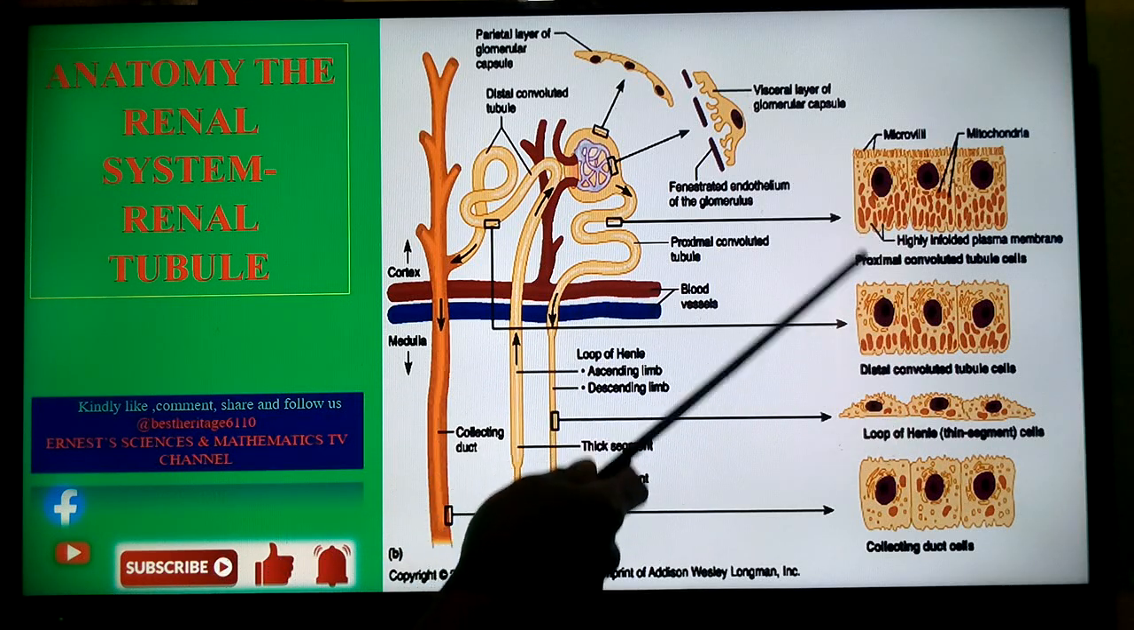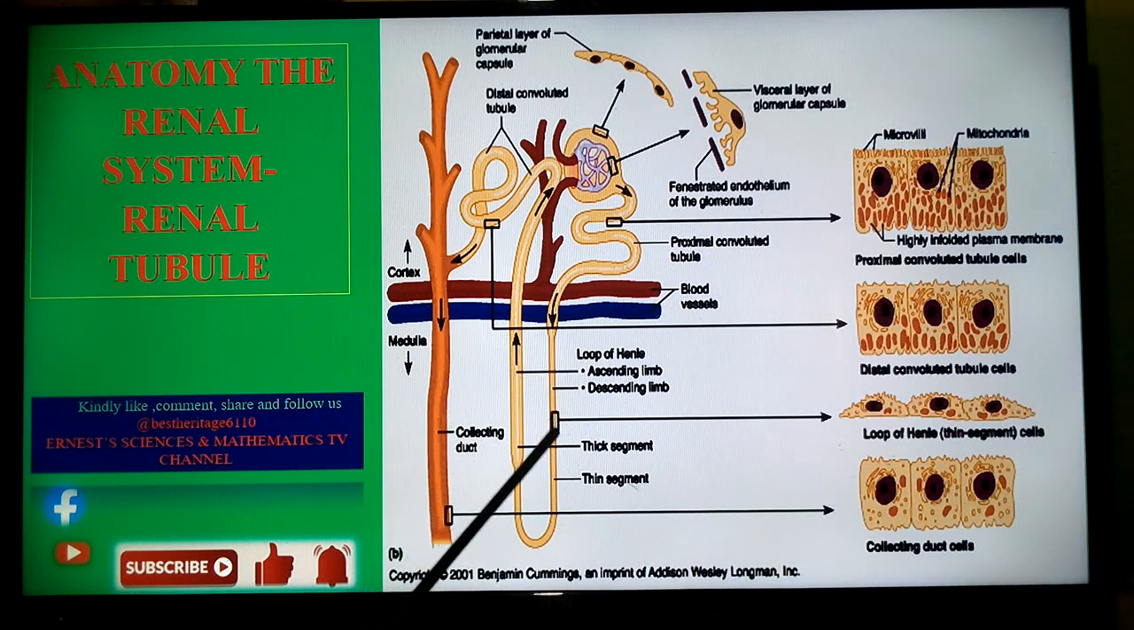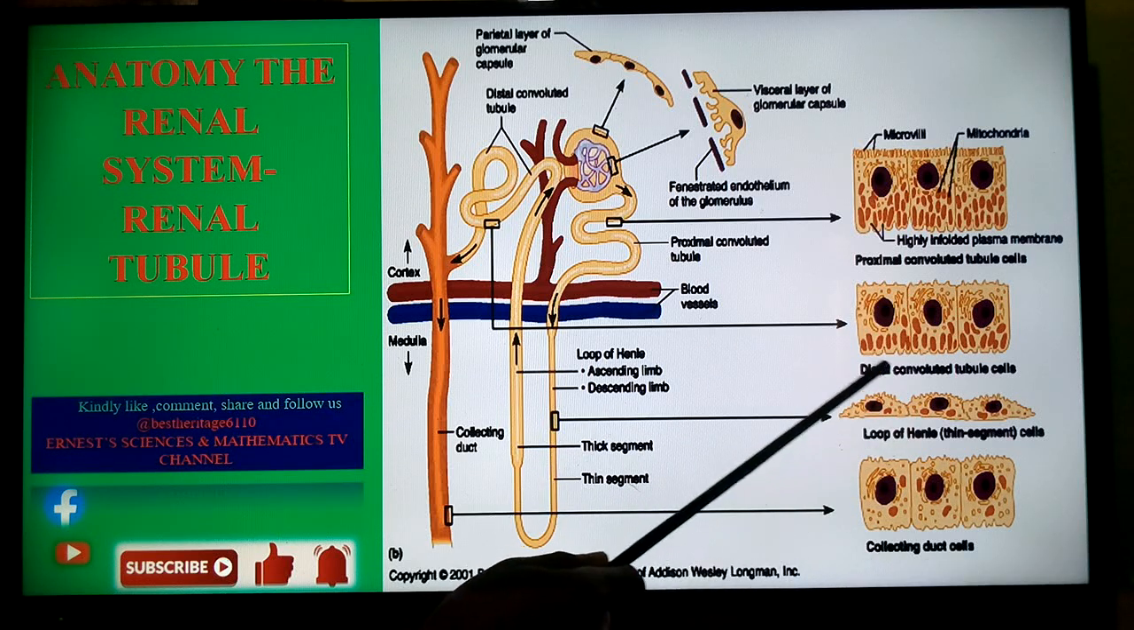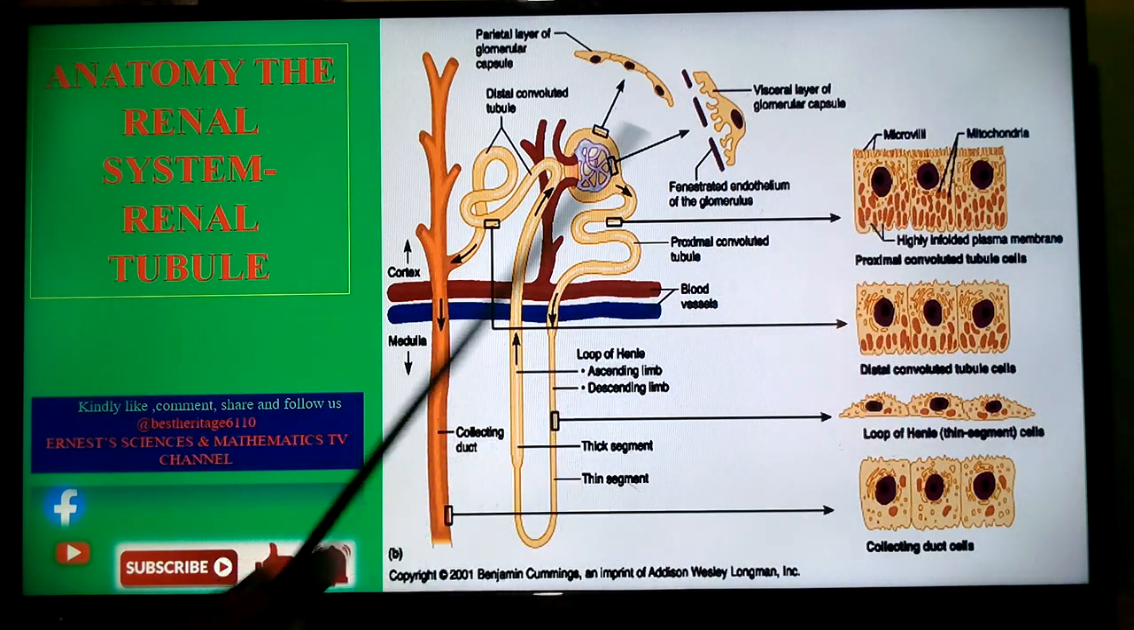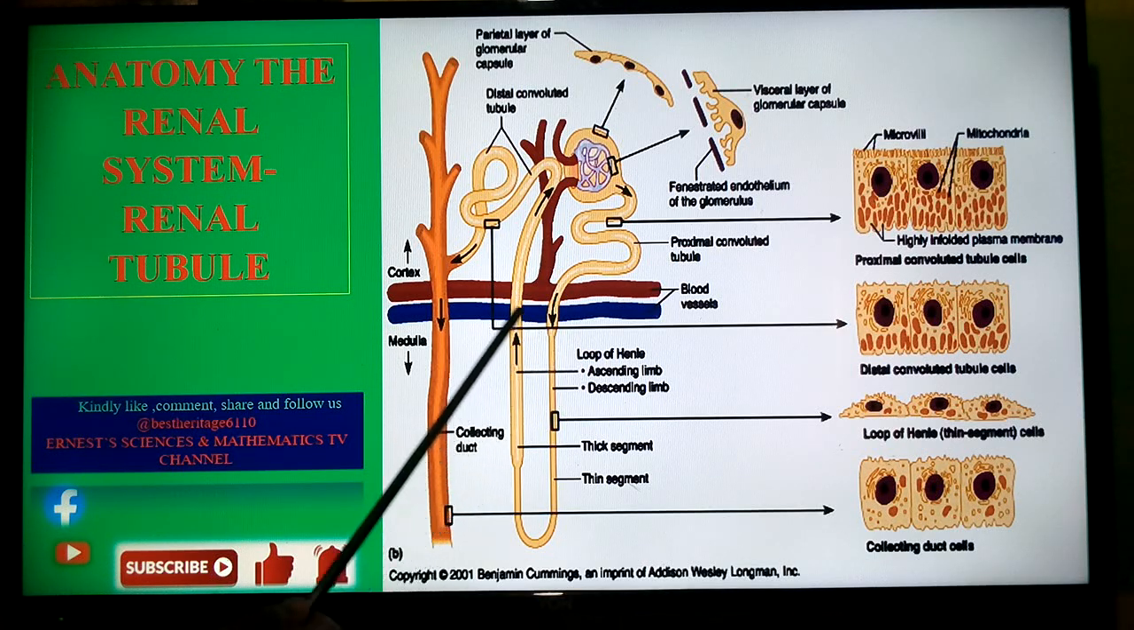Now, at this specific end, there are finer details of the cross-section of the walls of the loop of Henle, the collecting duct, and the distal and proximal convoluted tubules, which show the finer adaptations and makeup of these different sections, which assist in the excretion of what we refer to as the urine in the renal system.